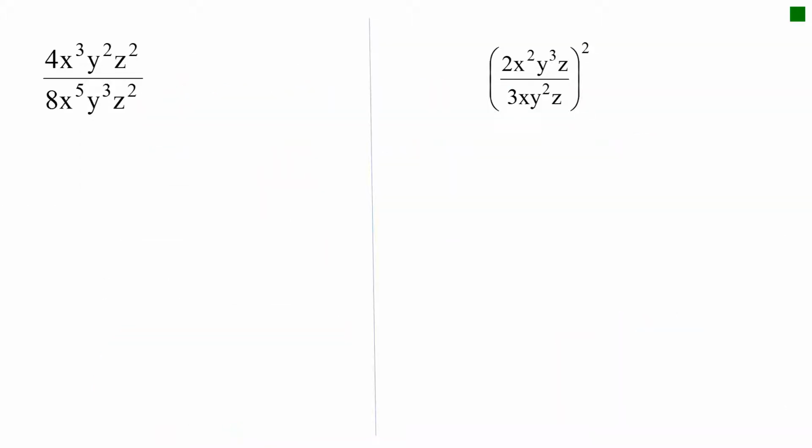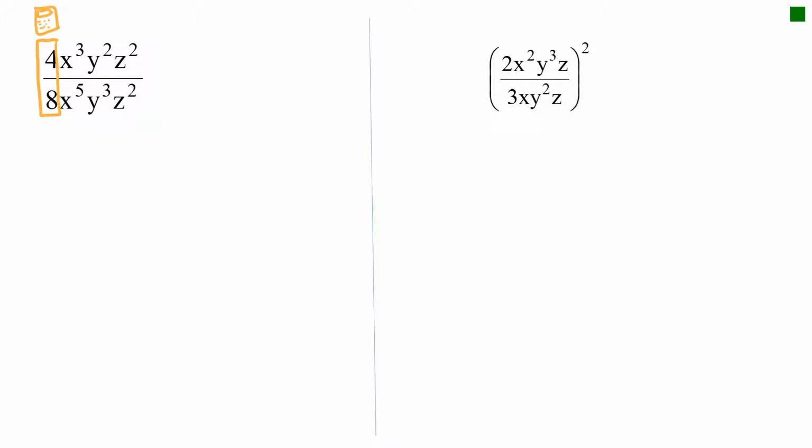So the first example, if you look at this, I wish I could highlight. I probably can. I'm probably just not smart enough. So if I look at this, I've got these numbers, 4 over 8. Remember what numbers tell us to do? They tell us to go to a calculator.